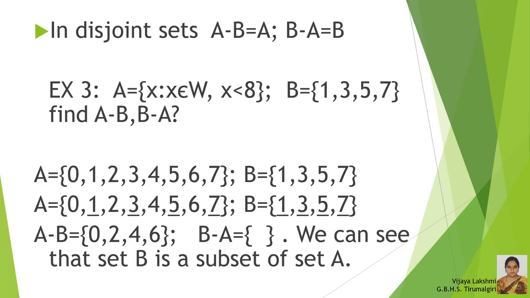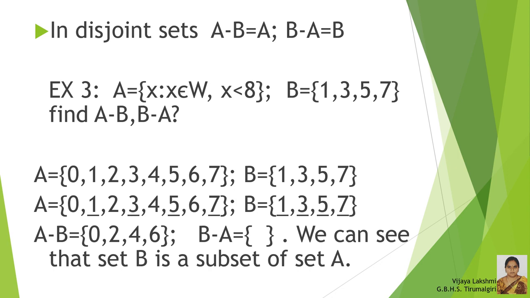Now we write both the sets A and B and we are going to underline the common elements. So 1, 3, 5, 7 are the common elements. We underline them in both the sets. So we can observe that all the elements of B are in A. That is, B is a subset of A.